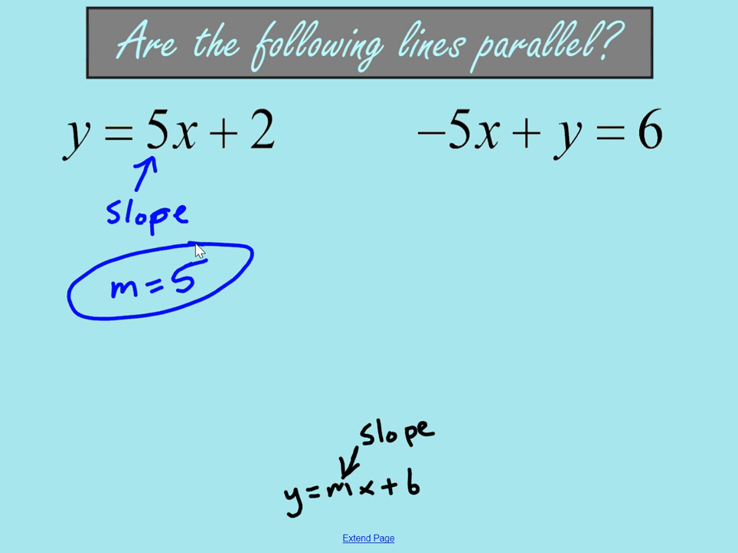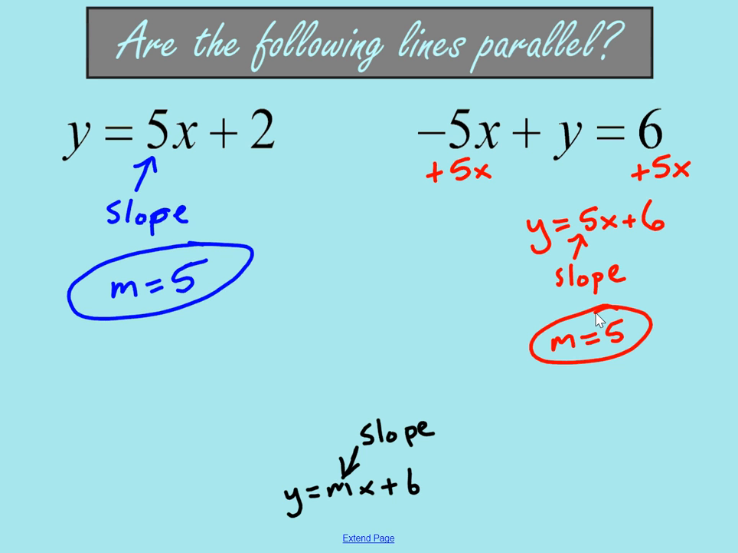Our next equation does not have y by itself yet, so we have to actually add 5x on both sides. So we get y equals 5x plus 6. So once again, our slope is right there. So we can say m equals 5 again. And you'll notice they do have the same slope. So are the following lines parallel? Yes, they are parallel.